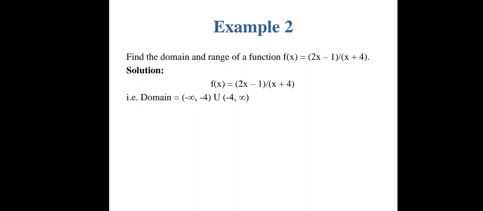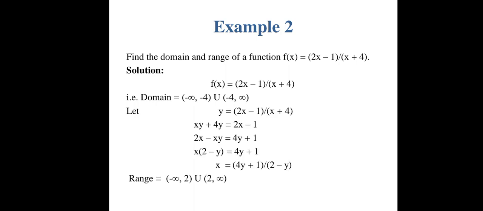So it starts from minus infinity. The domain is minus infinity to minus 4, and then from minus 4 to plus infinity, because we don't know the upper limit, so up to infinity we can take it. Then what about the range value? Just observe the function. Here we have f of x equals 2x minus 1 by x plus 4, which we take as y equals, and solve this equation.